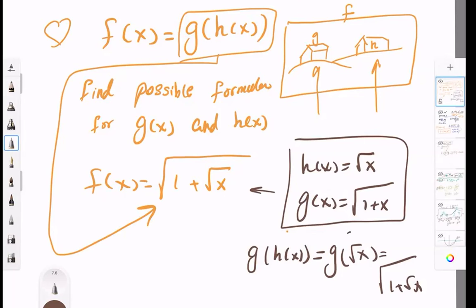Another one I could say is g of x can be radical x, and h of x can be 1 plus root x. If I compose these two, I get f of x. But I like what David did better. Let's have another one like this.